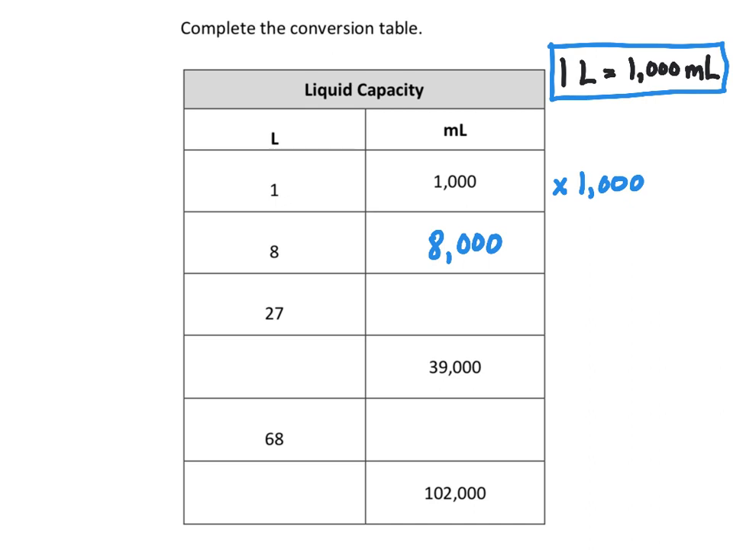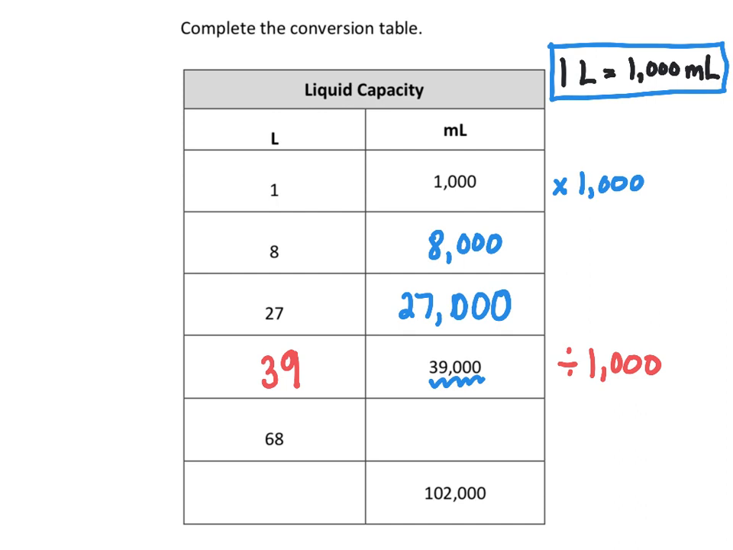So now we have 27 liters. Well, that would be 27,000 because we're multiplying by 1,000. Now over here, we have 39,000 milliliters. So now we're going from that smaller unit to a larger unit, which is liters. So in that case, we are going to be dividing by 1,000. And when we do that, we get 39 liters.